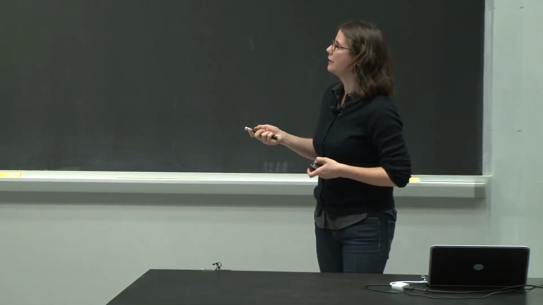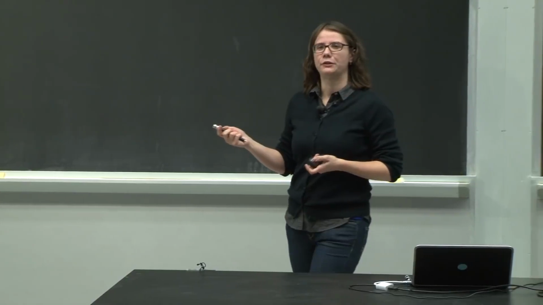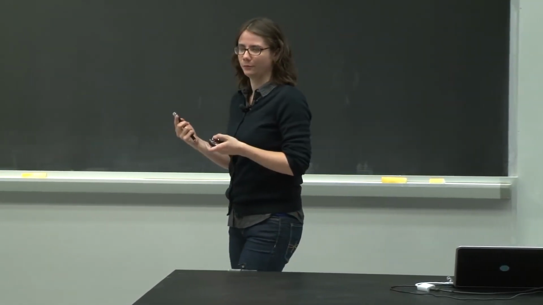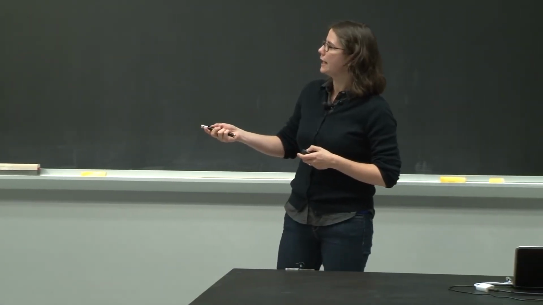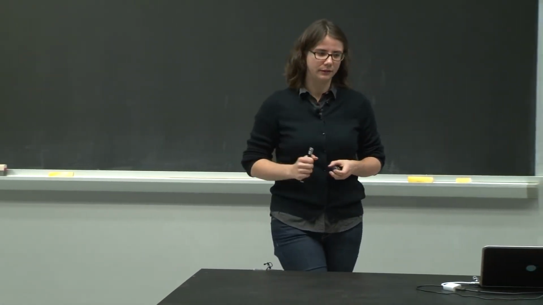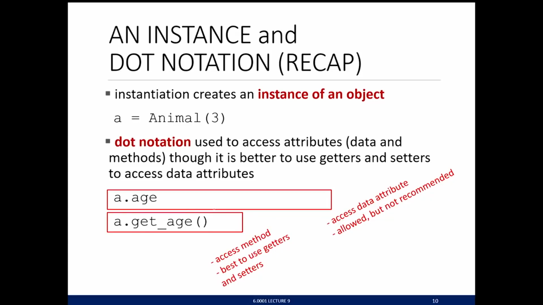However, it's actually not recommended to access data attributes directly. So this is the reason, so you're going to see in the next slide, the reason why we're going to use getters and setters. Instead, you should use the getAge getter method to get the age of the animal. So this is going to return also 3. So these are going to do the same thing.